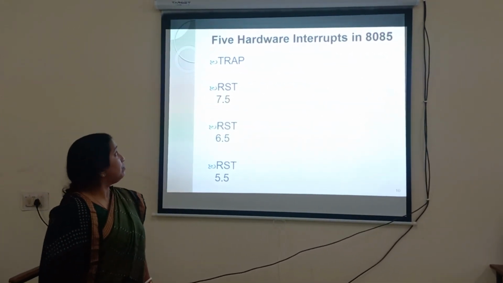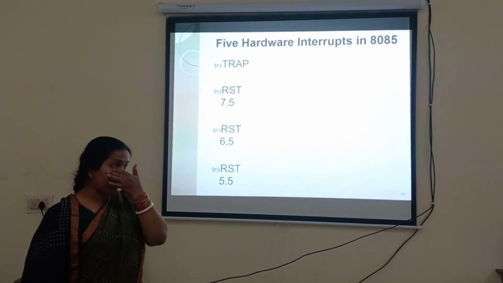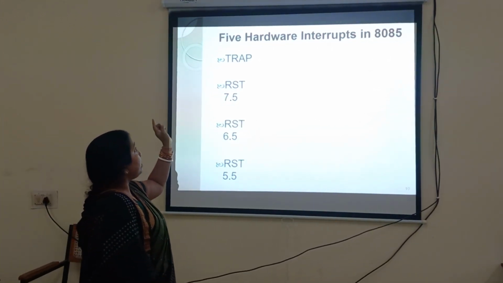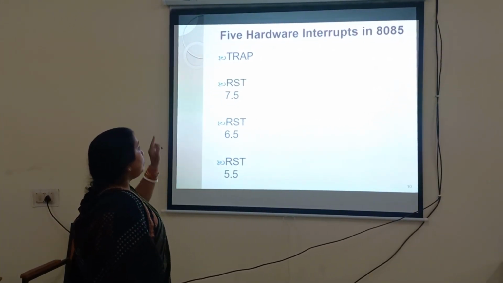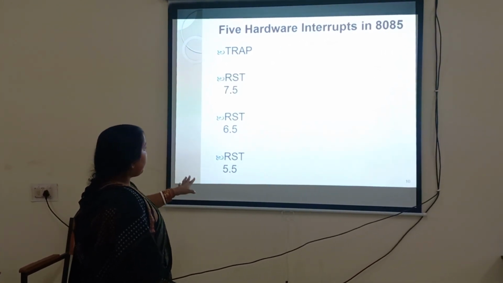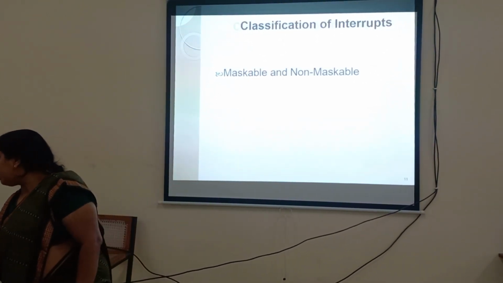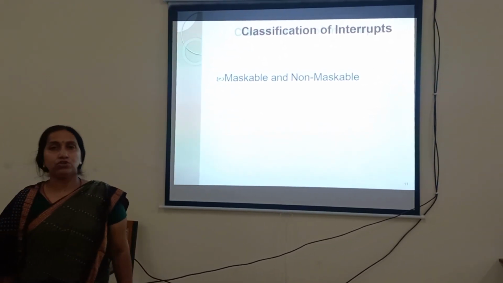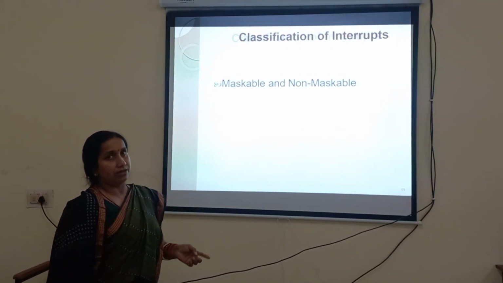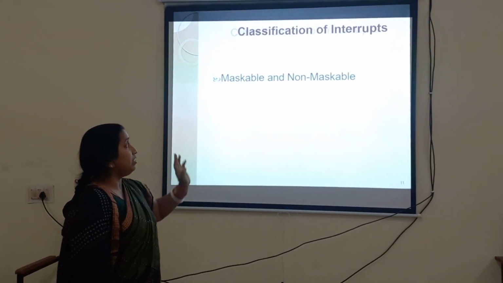Next, the 5 types of hardware interrupts in 8085. Here interrupts are categorized into 5 types. The first, or highest priority, goes to TRAP, then RST 7.5, RST 6.5, RST 5.5, and the next is INTR. They are also classified into 2 types: one is maskable and the other is non-maskable.